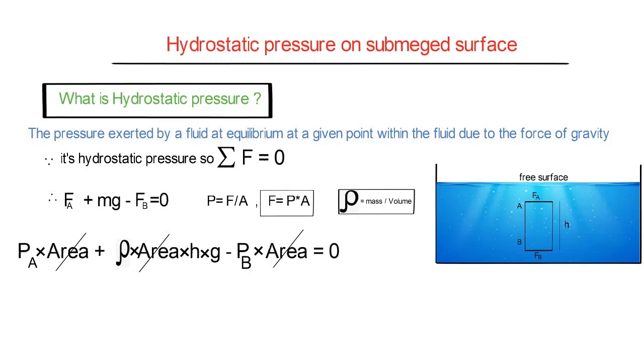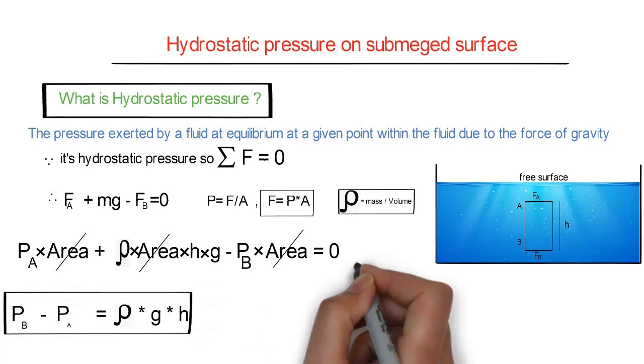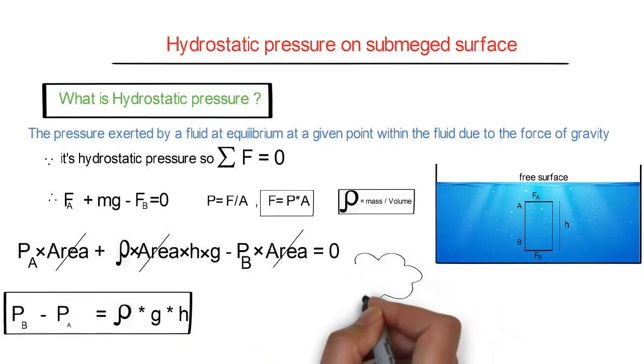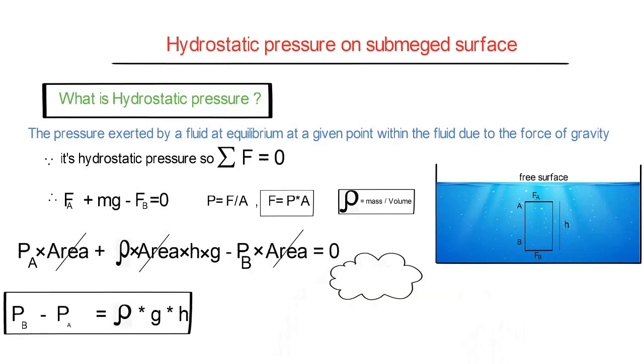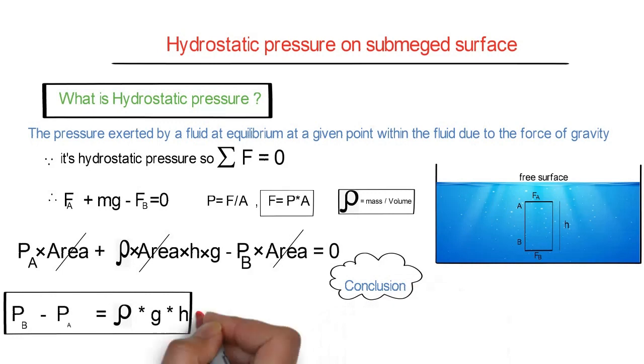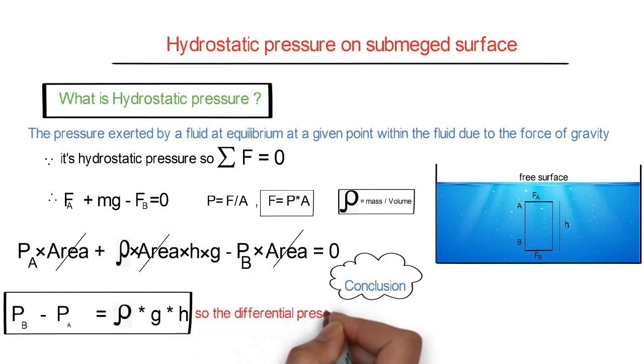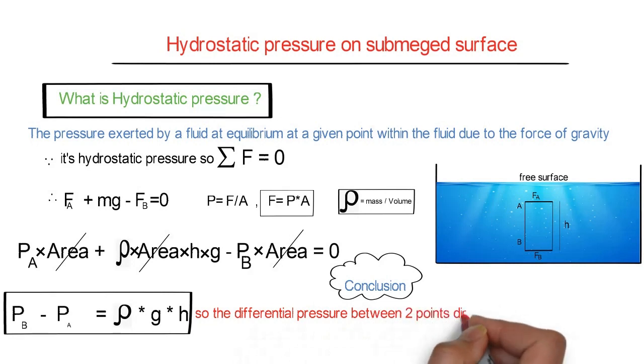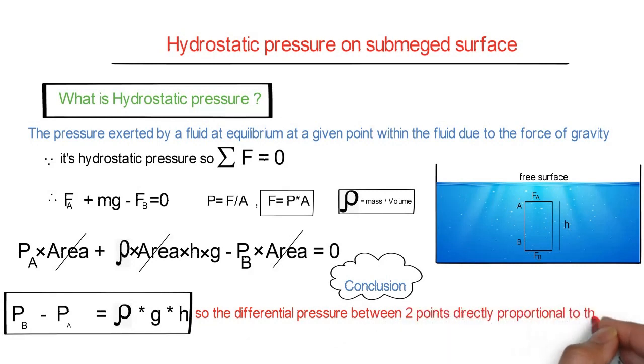So the area will cancel, and we will get pressure at point P minus pressure at point A equals rho g h. Because rho and g are constant, and here we have h, which is the depth of the fluid, we can say the differential pressure between two points is proportional to the depth of the fluid. And this is the great conclusion.